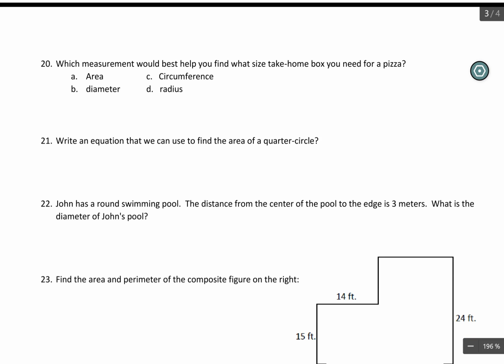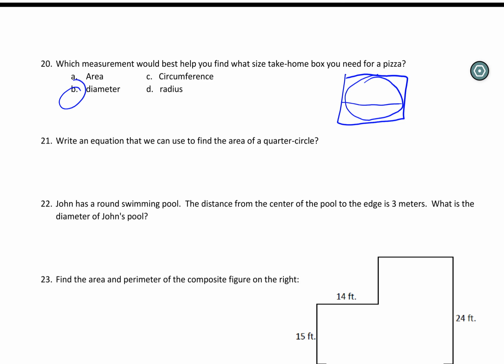Which measurement would best help you find what size take-home box you need for a pizza? So my box, I need to know if my box is big enough across to fit that circle. So again, I'm looking at that measurement across my circle, and so that would of course be the diameter.